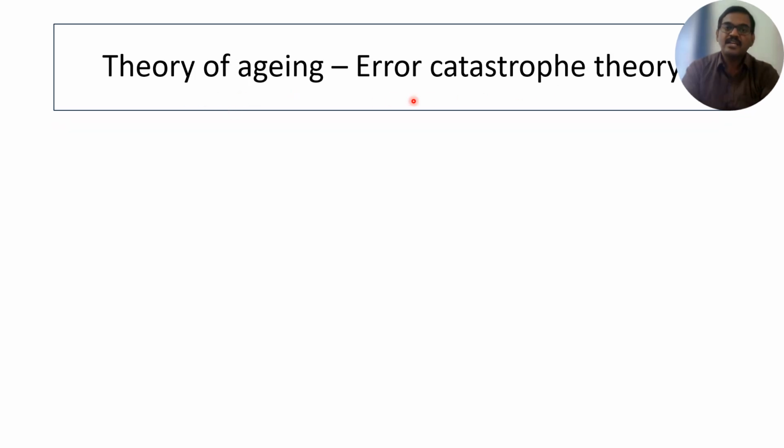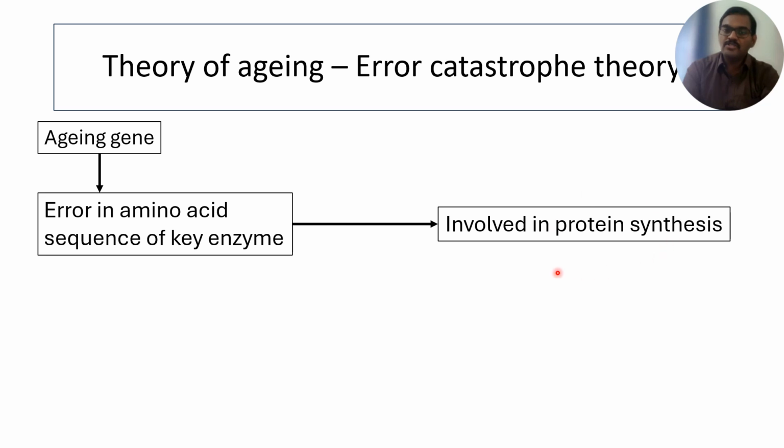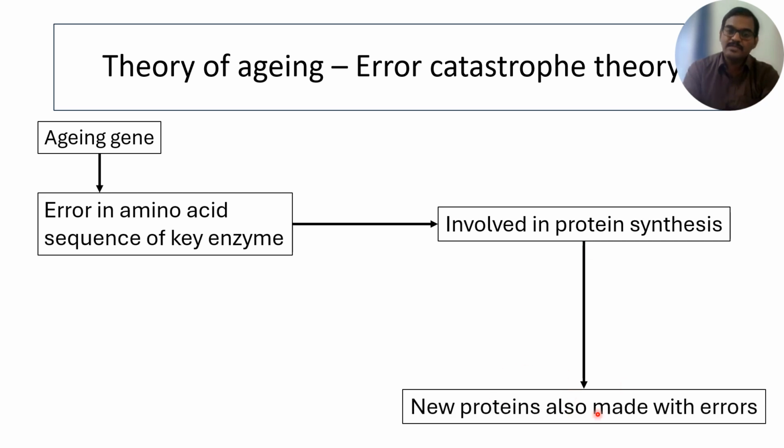The next theory of aging is the error catastrophe theory. According to this theory, there is something called the aging gene. This aging gene will cause errors in the amino acid sequence of key enzymes. These enzymes are required for production of several proteins. So these proteins also will be produced defective because of this aging gene, which has an impact on the key enzyme with abnormal amino acid sequence. Because of this abnormal protein, their functions also will be affected, and these proteins are involved in regulating genes which are involved in the production of other enzymes involved in protein synthesis. So it is going to become a vicious cycle which is going to affect the cell.